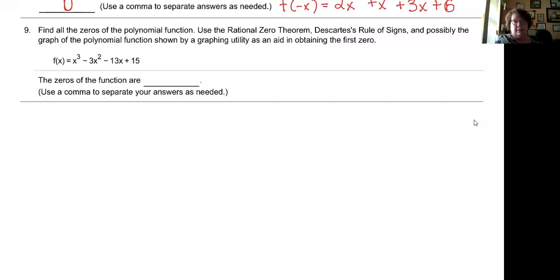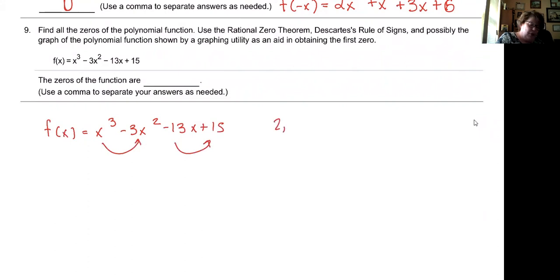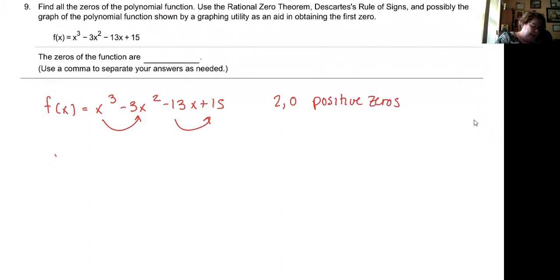Descartes' rule of signs tells me, looking at the sign changes, what do we have here? 1 sign change, 2 sign changes. So we have 2 or no positive zeros. And look at f of negative x.